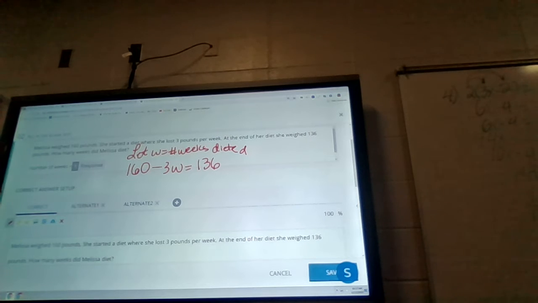You know, when I was in the 8th grade, 136 was considered fat. I weighed 135. I was considered fat. Isn't that something?